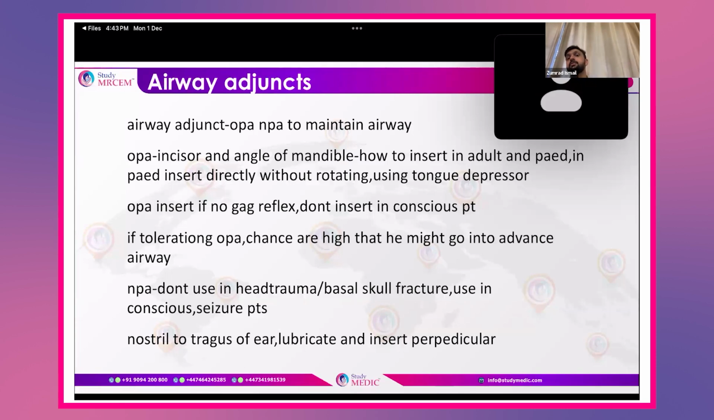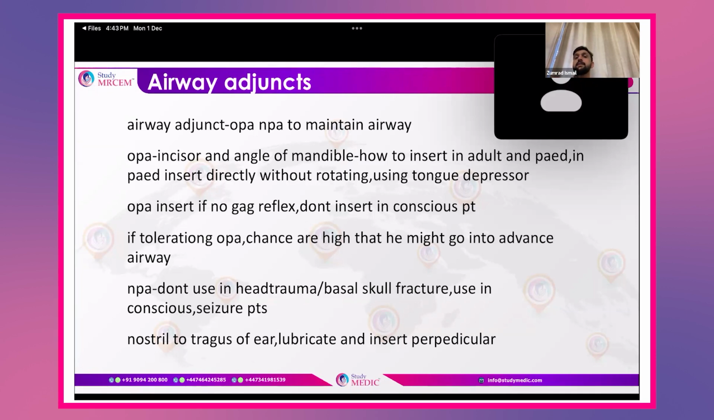OPA is inserted if no gag reflex is present. If the patient is conscious, don't attempt an oropharyngeal airway because it can induce vomiting. If the patient is tolerating OPA, then chances are high that he might go into an advanced airway. Now, nasopharyngeal airway: the main thing is, if the patient is not tolerating the oropharyngeal airway, if he's conscious, we can go with the nasopharyngeal airway.